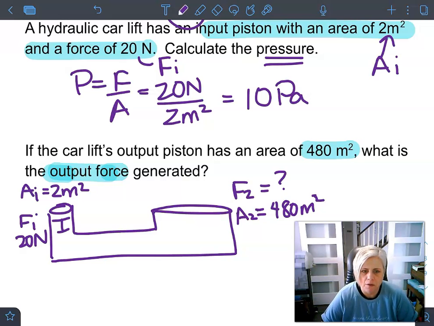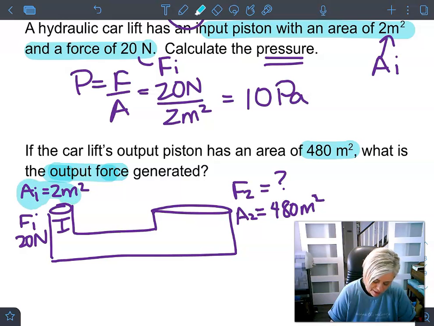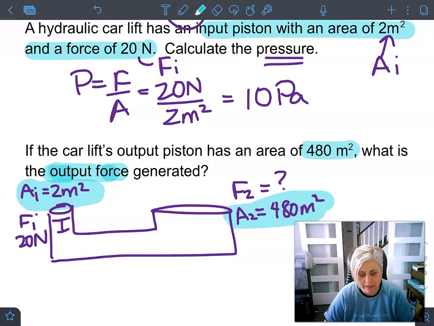A few things. With hydraulic devices, because they're equivalent fractions, they have to increase in the same way. My easiest way to solve this is to look at the two variables I know that are the same: area and area. I can't look at forces yet because I don't know that one, but I can look at how much the area increases from piston 1 to piston 2. So how many times bigger did it get? Well, 480 divided by 2.